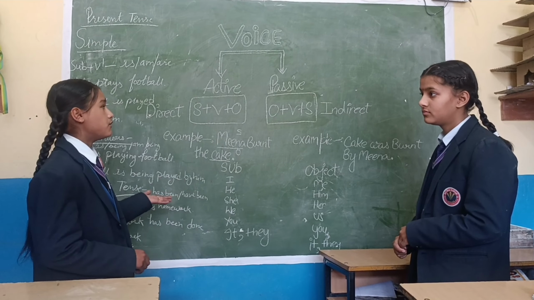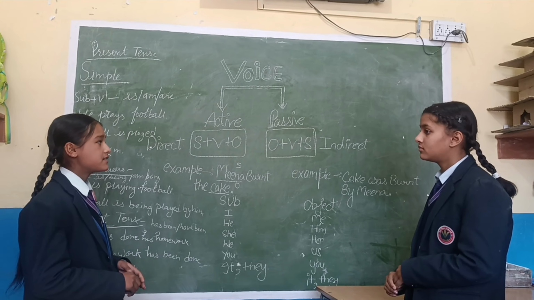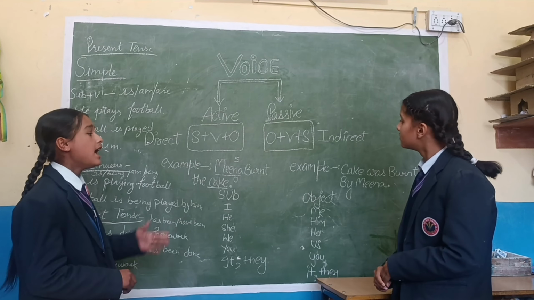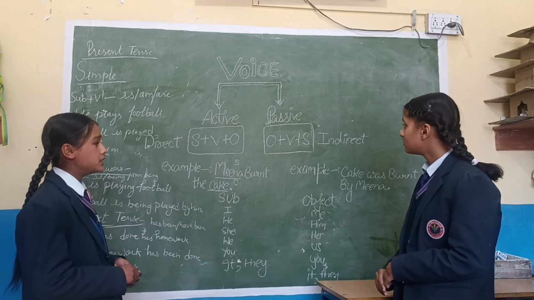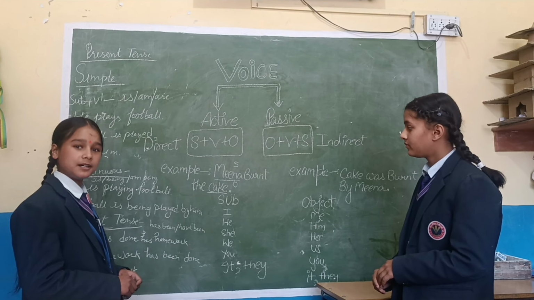Next is passive voice. The formula of passive voice is object plus verb plus subject. It is a less direct way of sharing our information. Example, cake was burnt by Meena. The object will become subject and subject will become object.